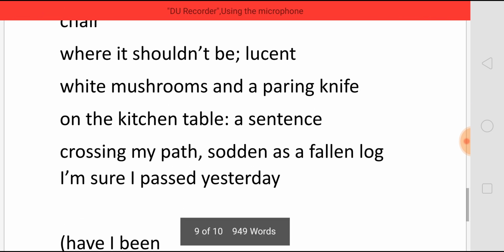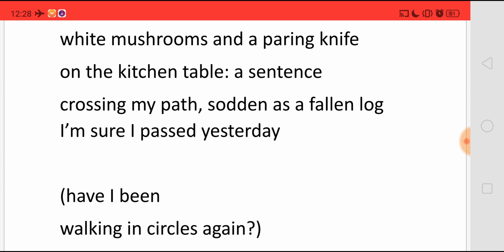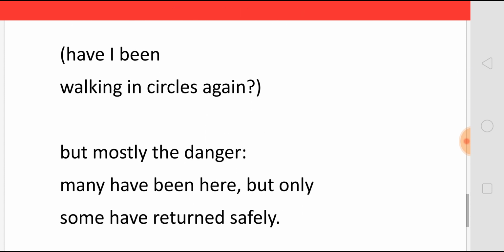A sentence crossing my path, sodden as a fallen log. I'm sure I passed yesterday. Now, for my poem, I'm getting a sentence. And maybe I passed across a sodden log. And that was in my mind from the previous day, and that is what is forming a sentence for my poem. Have I been walking in circles again?